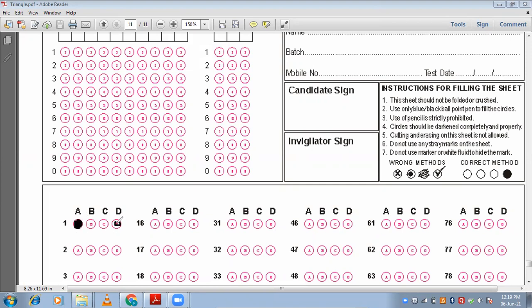Okay. So at a time you need to fill only one option. So don't do like this. Option A, option D. Don't fill like this. For one question, only one option. You need to mark down only one option. I hope all of you understood how to fill the OMR sheet.